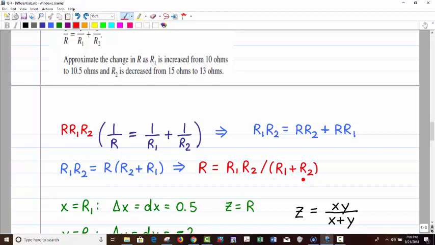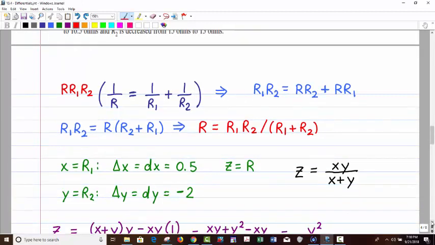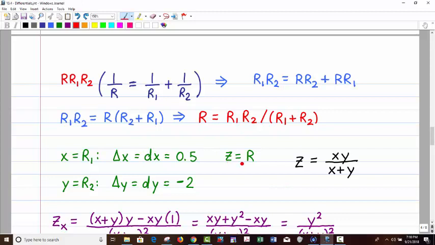I decided at this point that it was a little confusing to be working with R, R1, R2, maybe algebraically. So I decided to turn this into X, Y, and Z. So I'm defining Z as R, and then X as R1, and Y as R2. So this function right here in red comes down here and would look like this if I change it according to those substitutions. So now we have Z equals XY divided by X plus Y.